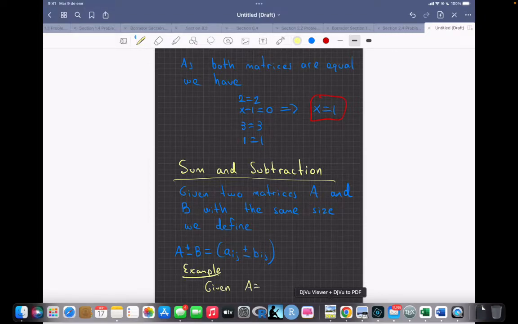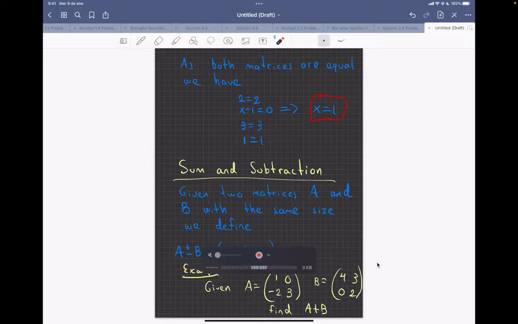given A equal to 1, 0, -2, and 3, and B equal to 4, 3, 0, and 2, I need to find A plus B. Be careful. The sum or subtraction of matrices is only defined when they have the same size. Otherwise, it's not defined. If they don't have the same size, then the sum or the subtraction is not possible.